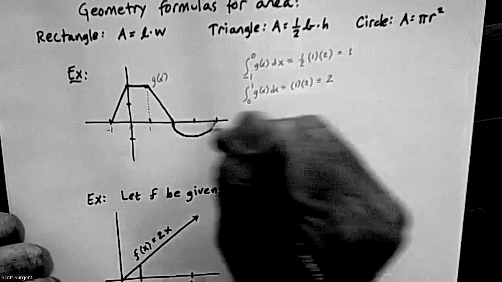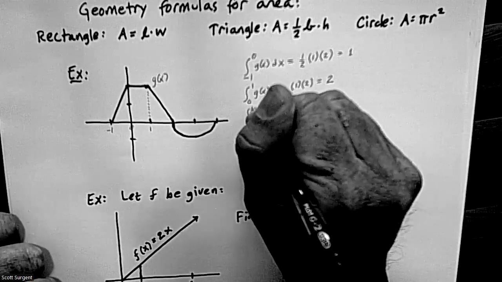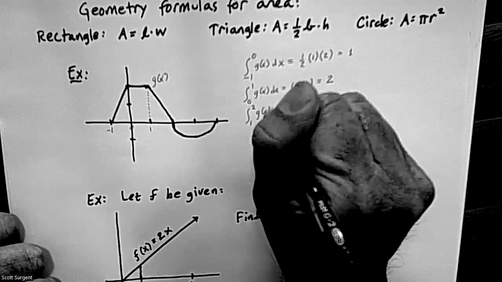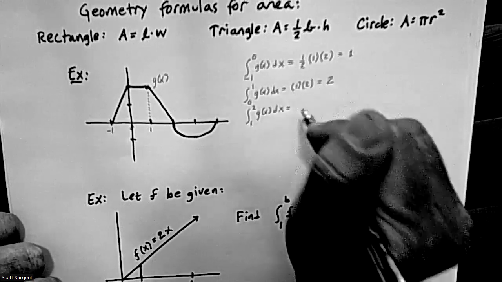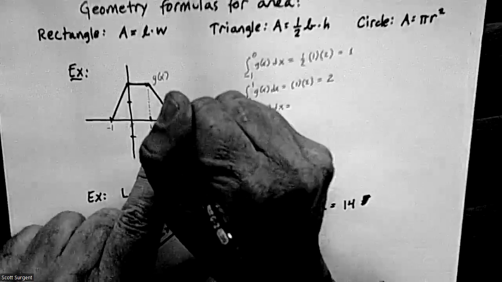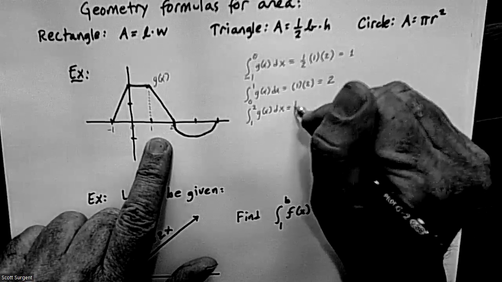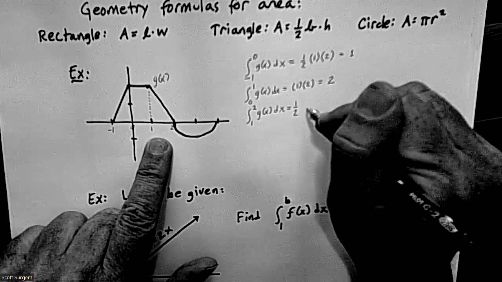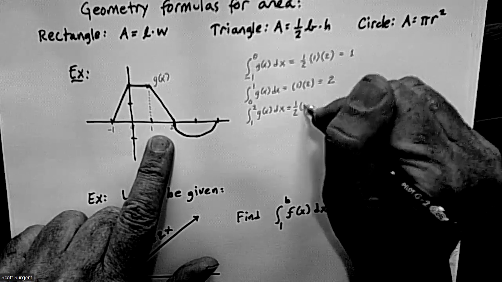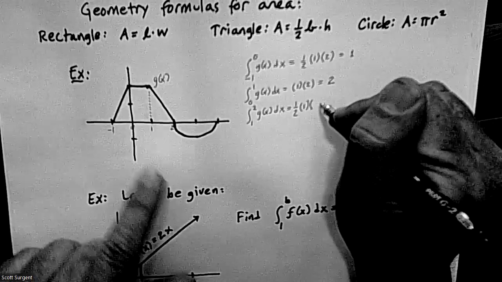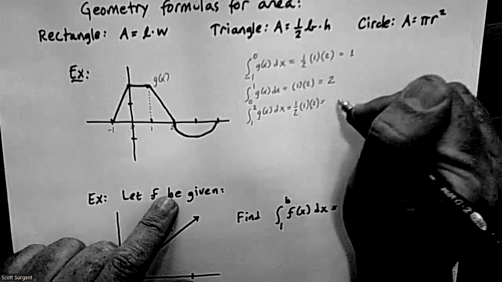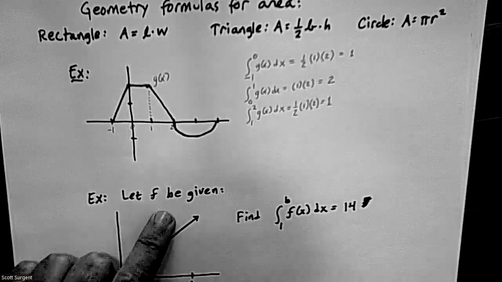Okay. Let's do from 1 to 2. Integral from 1 to 2 of g of x dx. So there's 2, 1 to 2. That's a triangle. The area formula for a triangle is 1/2 base height. So the base is 1. And the height is 2 again. So we get 1. 1/2 times 1 times 2 is 1.